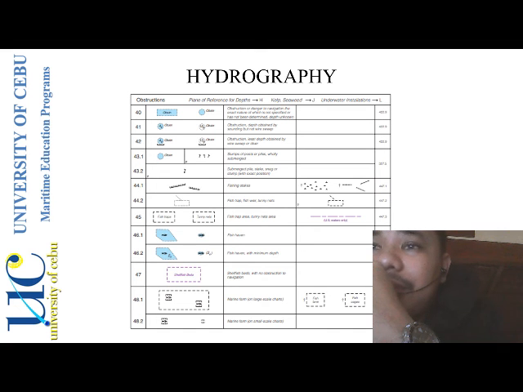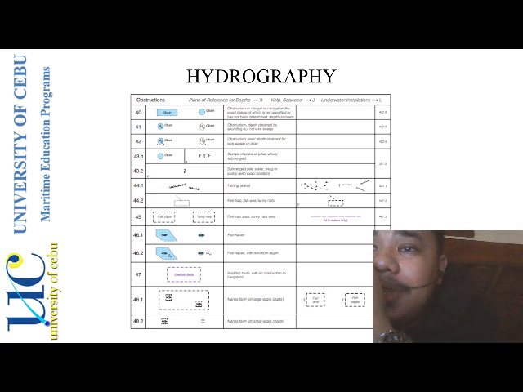Number 43.1, stumps, posts or piles fully submerged. 43.2, submerged piles, stuck snag or stump. 44.1, this is fishing stakes. 44.2, this is a fish trap, fish weir, tunny nets. Number 45, this is a fish trap area, tunny nets area.